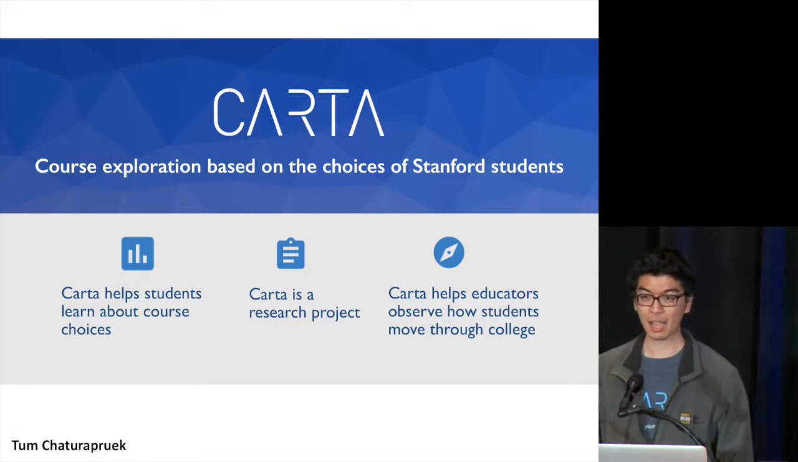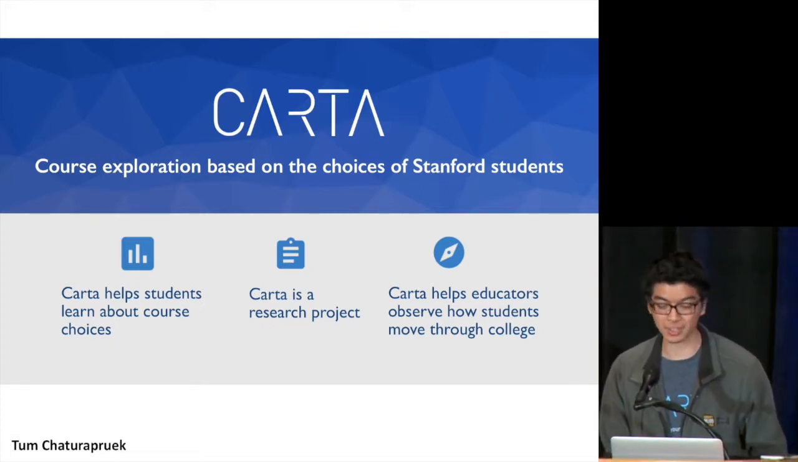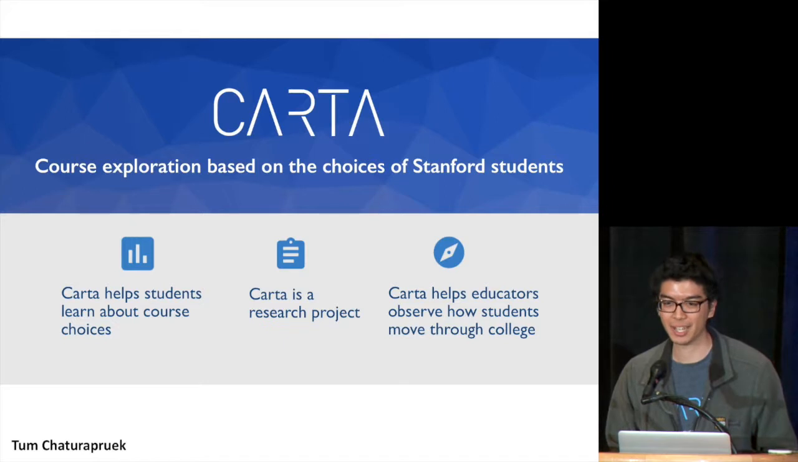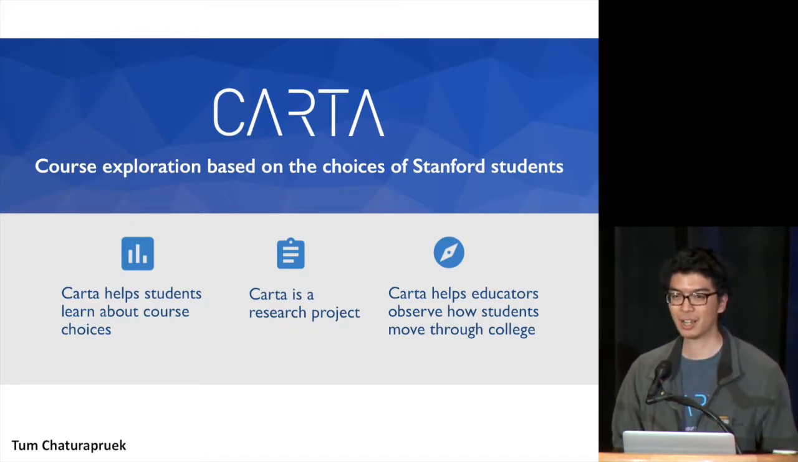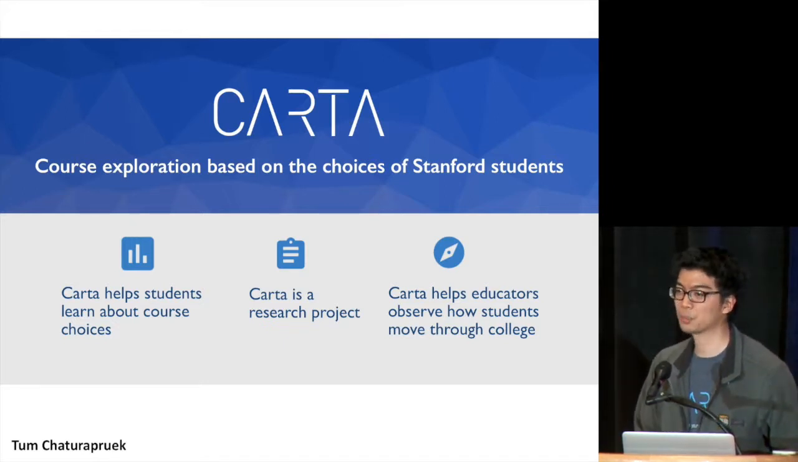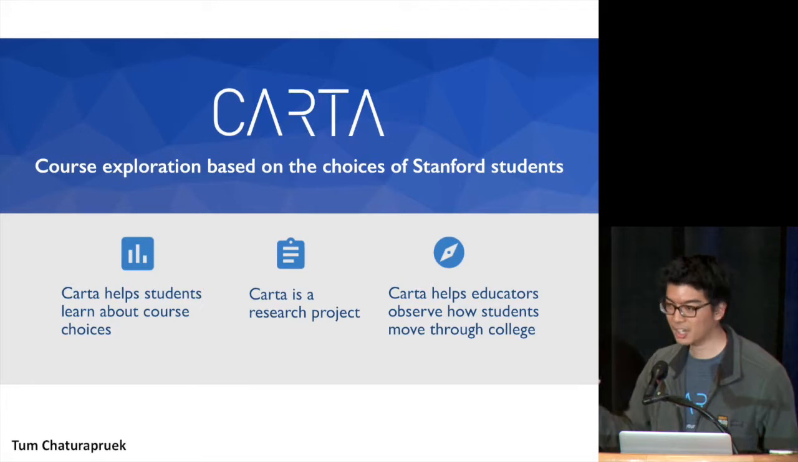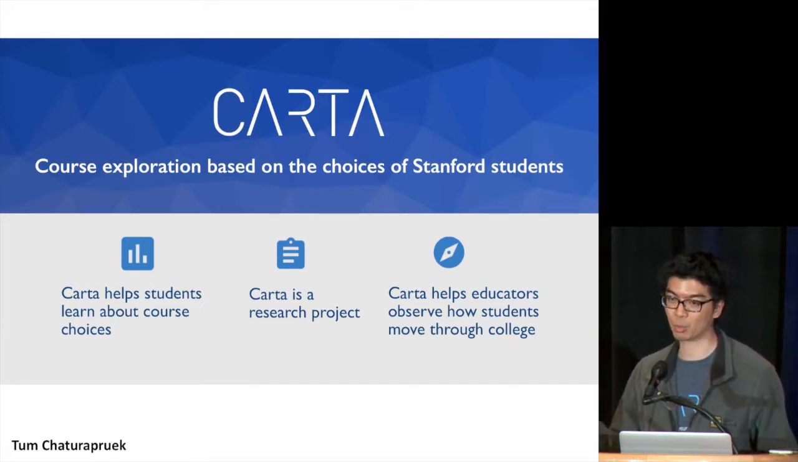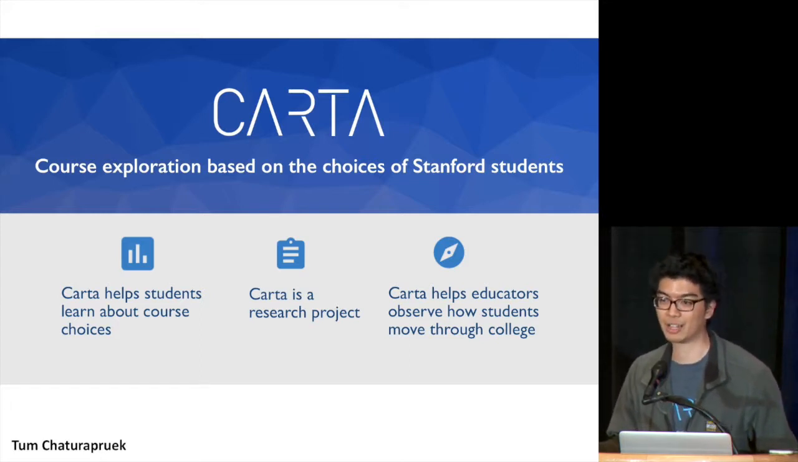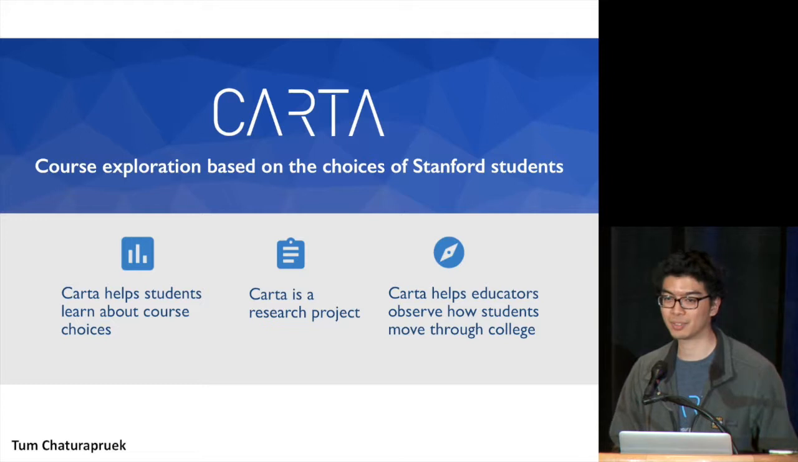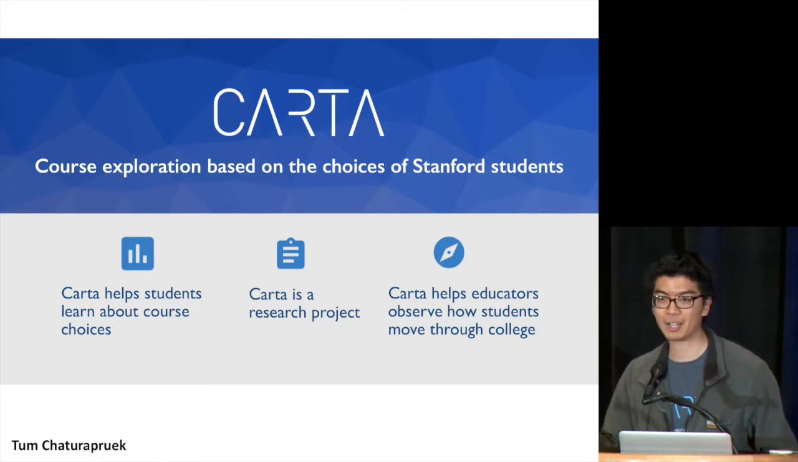Okay. Academic choices made by students in college are important and have lifelong consequences. However, these choices are not observable by researchers for many reasons. So to solve this problem, we built Carta. Carta is a course exploration platform. It's a web application that combines 15 years of official Stanford student transcripts and also evaluation data to help students navigate in the college. And in return, we get to learn about how they make this choice.